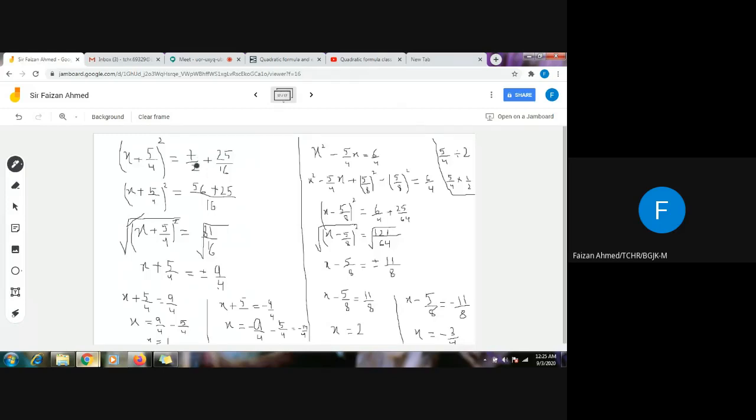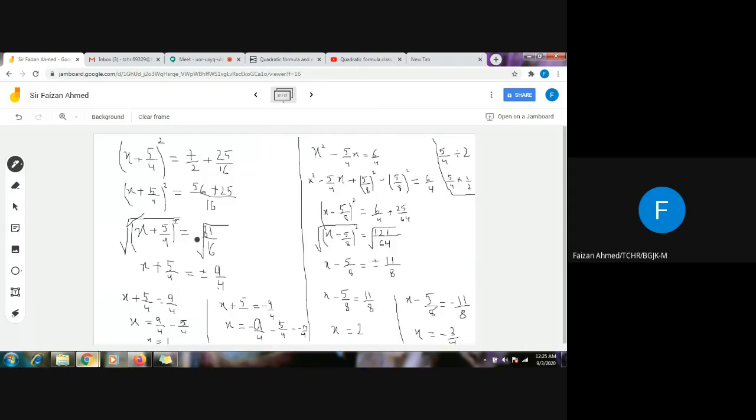This is 2, so I have to multiply it with 8, and I have to multiply the numerator with 8 as well. 8 times 7 is 56, and this will be 25 as it is. On adding these two, this will become 81/16. And this will be (x + 5/4)² as it is. Now I have achieved the desired form where I can solve it by taking square root.